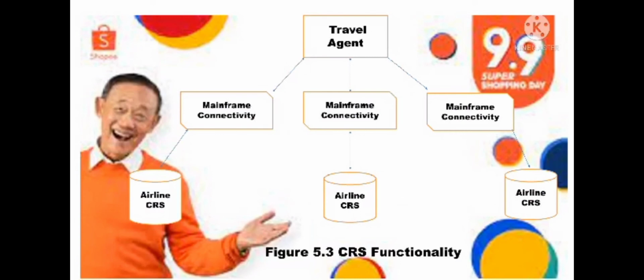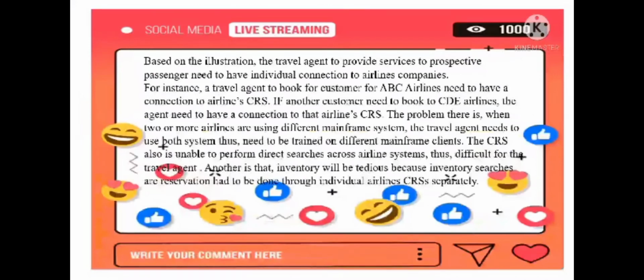Figure 5.3, CRS functionality. To provide service to prospective passengers, agents need to have an individual connection to each airline company. For instance, a travel agent booking a customer on ABC Airlines needs to have a connection to that airline's CRS. If another customer needs to book on CDE Airlines, the agent needs to have a connection to that airline's CRS.